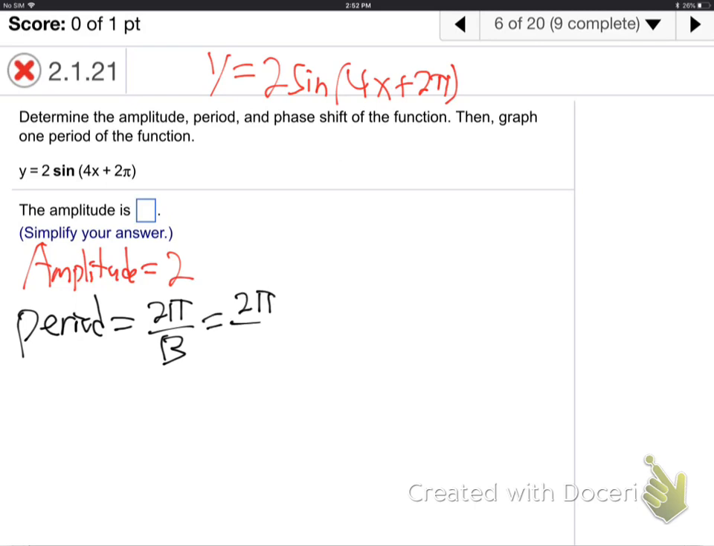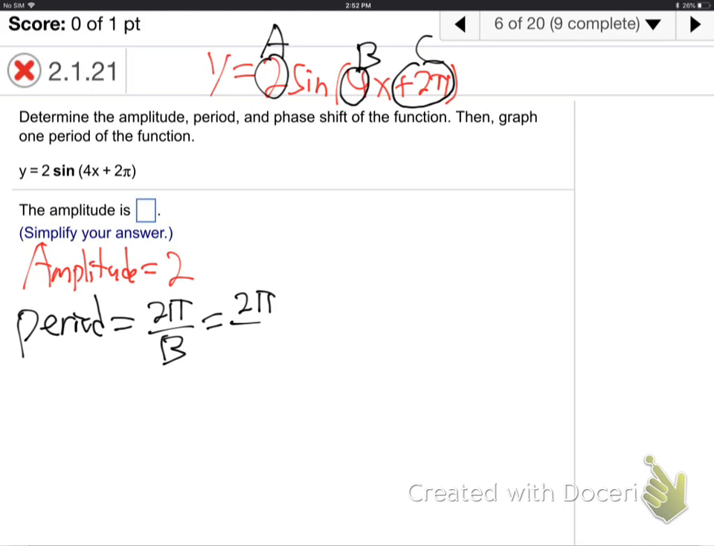And what's b? 4. Yeah, right, because this is a, b, and c is 2 pi. Is everybody good there? See the a, b, and c? So you identify the a, b, and c in the original formula. A is the number in the front, b is the number next to x multiplied by x, and c is the number added or subtracted after x.